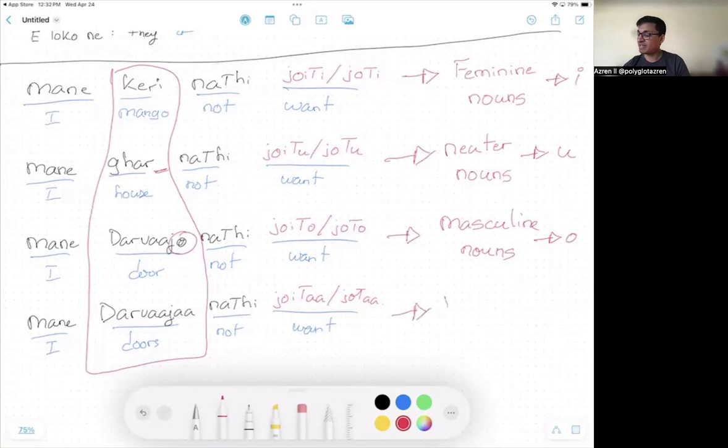Choita is used for masculine and neuter nouns when they're plural. So doors, there's more than one door. That's called plural. So when there's more than one of something, that means it's plural. So if you want more than one of something, and it's masculine or neuter, you're going to say choita.